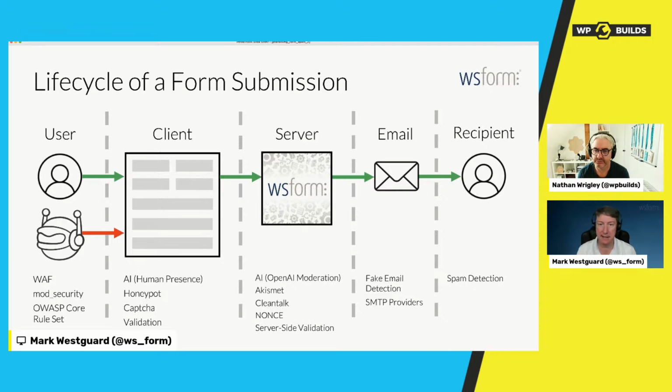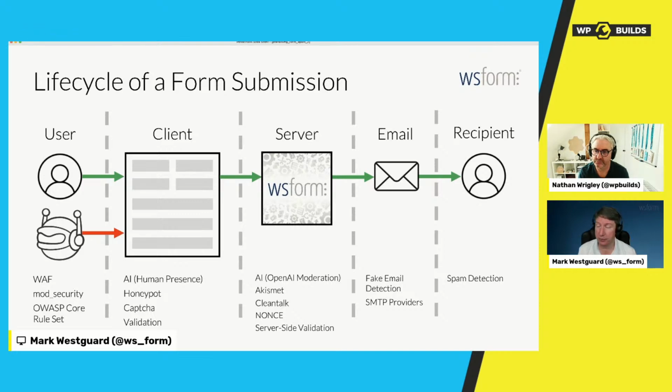Once that form is submitted and we get to the server side, there are other things that we can do. So again, with AI, we've got things like OpenAI, where we can check for malicious content and things like that. Akismet can look for spam content. There are third-party services like CleanTalk, which will actually block submissions from certain IP addresses and do a multitude of other things. Some of those services are really great to look at.